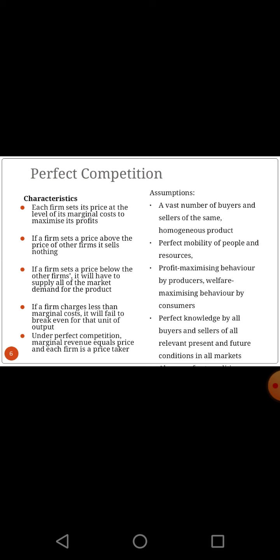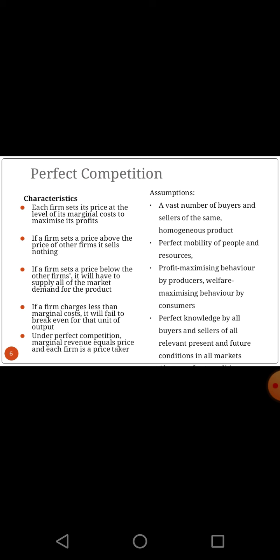There are the characteristics and assumptions according to perfect competition. Each firm sets its price at the level of its marginal cost to maximize its profits. If a firm sets a price above the price of other firms, it sells nothing. If a firm sets a price below the other firms, it will have to supply all of the market demand for the product. If a firm charges less than marginal cost, it will fail to break even for that unit of output. Under perfect competition, marginal revenue equals price and each firm is a price taker.